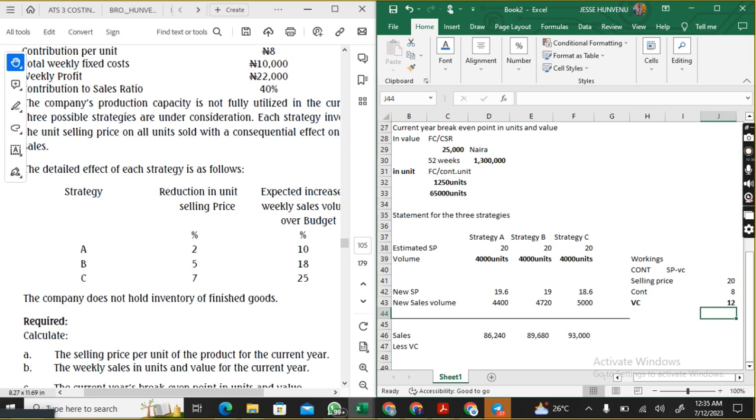So this 12 naira per unit is what we need to use to multiply all our expected or new sales volume. Are you with me? Okay. So now we have this multiplied by this. Are you with me? Yes.